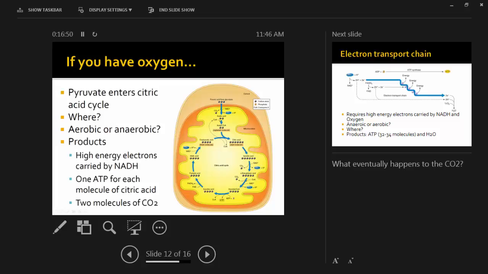The citric acid cycle, through, again, these long series of steps all the way around, produces more electrons, okay? High energy electrons. That's what we're trying to produce here, carried by NADH. It produces 1 ATP for each molecule of citric acid, which is the start molecule after you go through this little chain. So each molecule of pyruvate will produce 1 citric acid, and 1 citric acid produces 1 ATP.